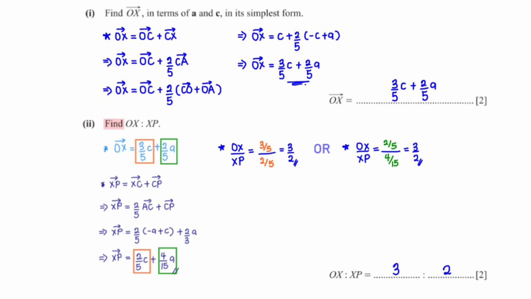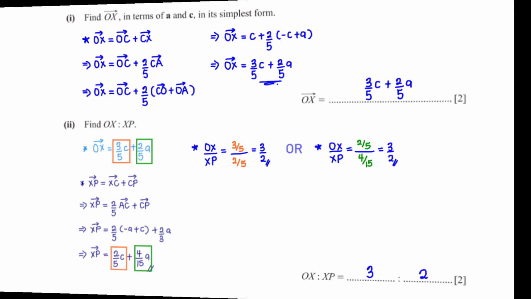To get OX over XP, we can either divide the coefficients of c or a. So if we pick the coefficients of c, OX over XP is 3/5 divided by 2/5, which gives us 3/2. So OX is to XP is 3:2.